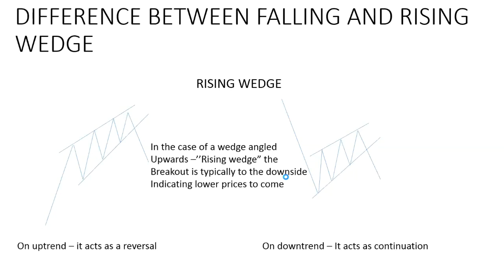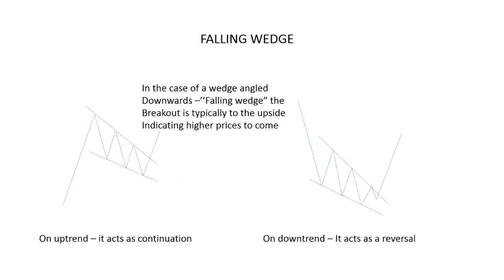Okay, now let's take a look at the falling wedge. In the case of a wedge angled downwards, falling wedge, the breakout is typically to the upside, indicating higher prices to come. As long as it's a falling wedge, it means that it's going to break to the upside, whether it's in a downtrend or uptrend. Same thing with the rising wedge. On an uptrend, it acts as continuation. You can see that price pushed upwards, then started giving lower low, lower high, lower low, lower high, lower low in a narrow form.